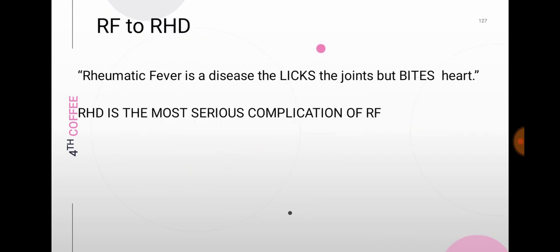RF and RHD. So there's a difference between RF and RHD. For the first episode, we term it RF. If there's a complication to the heart, a remnant, we call it RHD in the succeeding episodes. So the first episode is always RF, with carditis or without carditis. Then for the succeeding episodes, if there's a problem in the heart as a result of the RF, that's when we call it RHD. It's the most serious complication of RF.